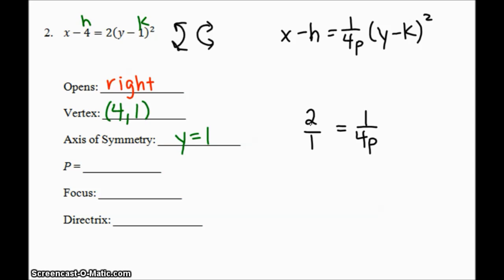Cross multiplication says that 2 times 4p is 8p, and 1 times 1 is 1. Divide both sides by 8, so p equals 1/8. So that is our value there.